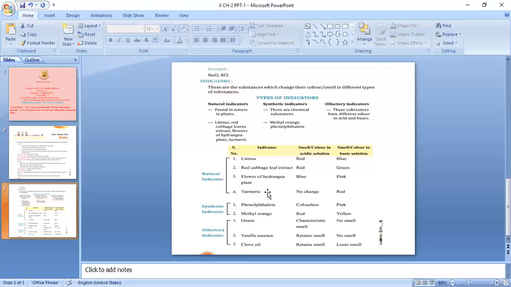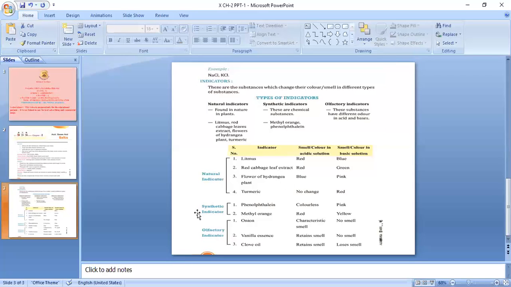When we talk of turmeric, all of you might be knowing that turmeric originally has yellow color. When we add an acidic solution to turmeric, the color of turmeric remains yellow only. That is, it shows no change in its color in acidic solution. But when we add a base into the turmeric solution, the yellow color changes to red. So turmeric can indicate only the basic nature of the substance. It cannot give you any idea about the acidic solution because it does not change its color in acidic solution.